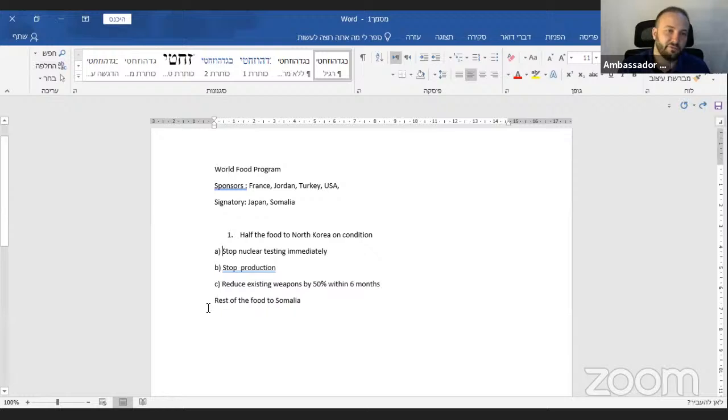And then, is this 2? That'd be 2. Like if, all right, that would be D. No, it's D. It's still part of the previous clause because it's connected to the conditions. It's not part of the condition. If A through C are not followed, the food goes to Somalia.